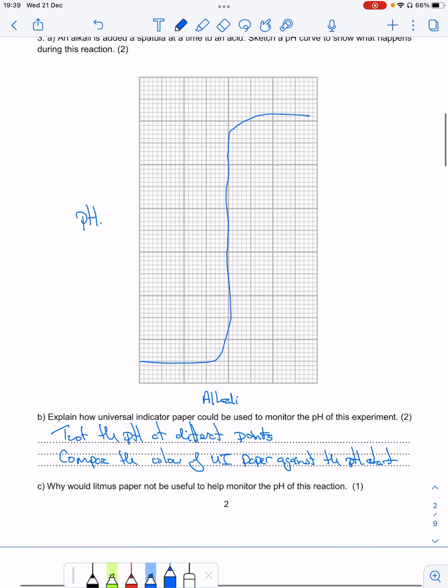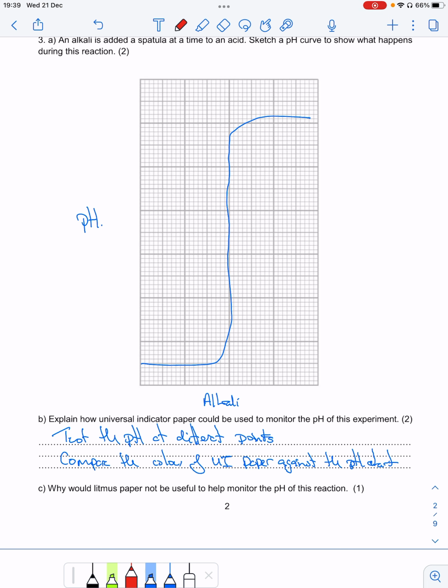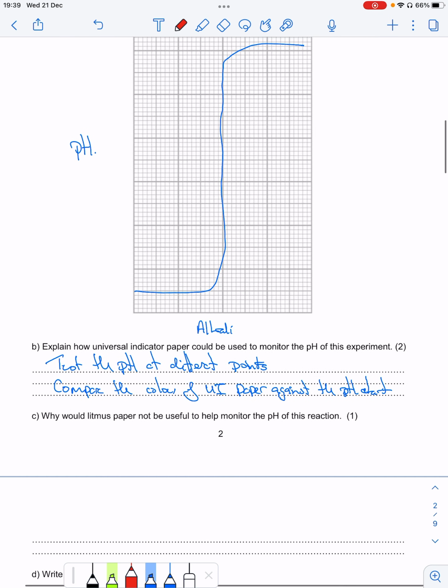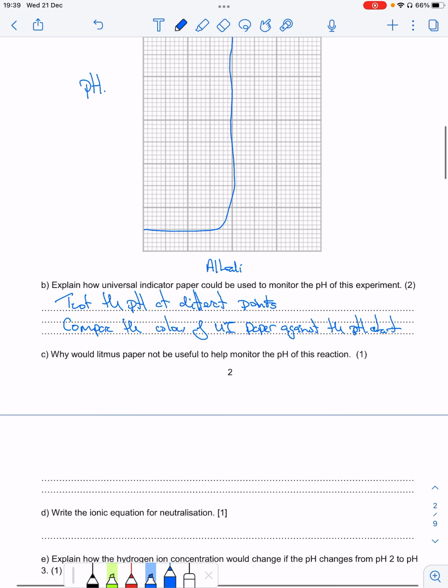Why would litmus be no good? Well, litmus is no good here because litmus goes red in acids, blue in alkalis. It doesn't actually tell you the pH, and that's what we've got to say here. We need to say that litmus will not tell you a value for pH. It just says if it's alkali or if it's acid.